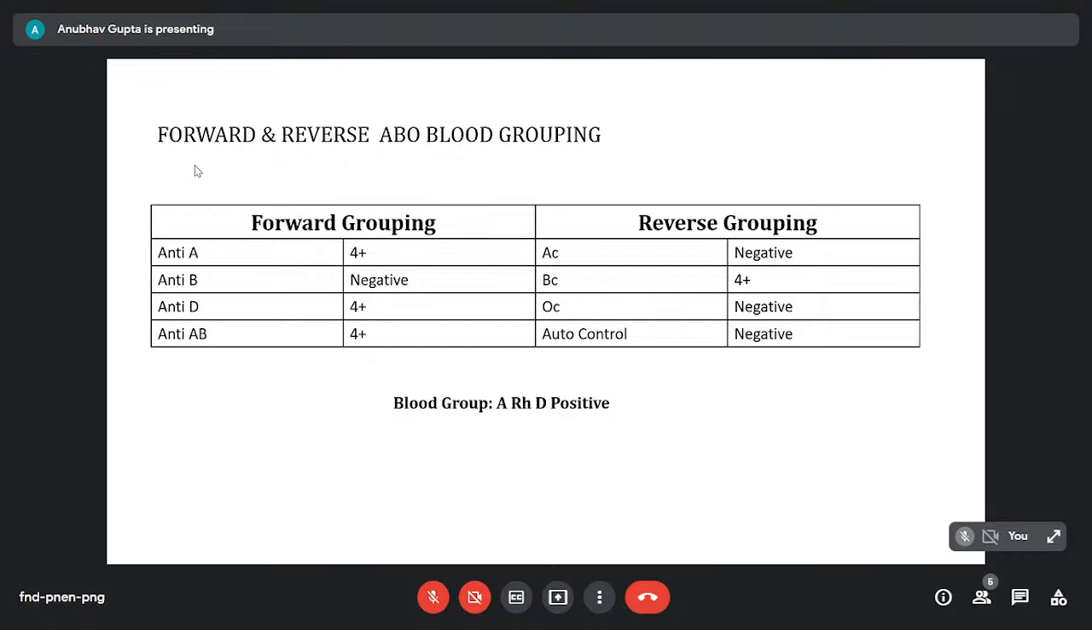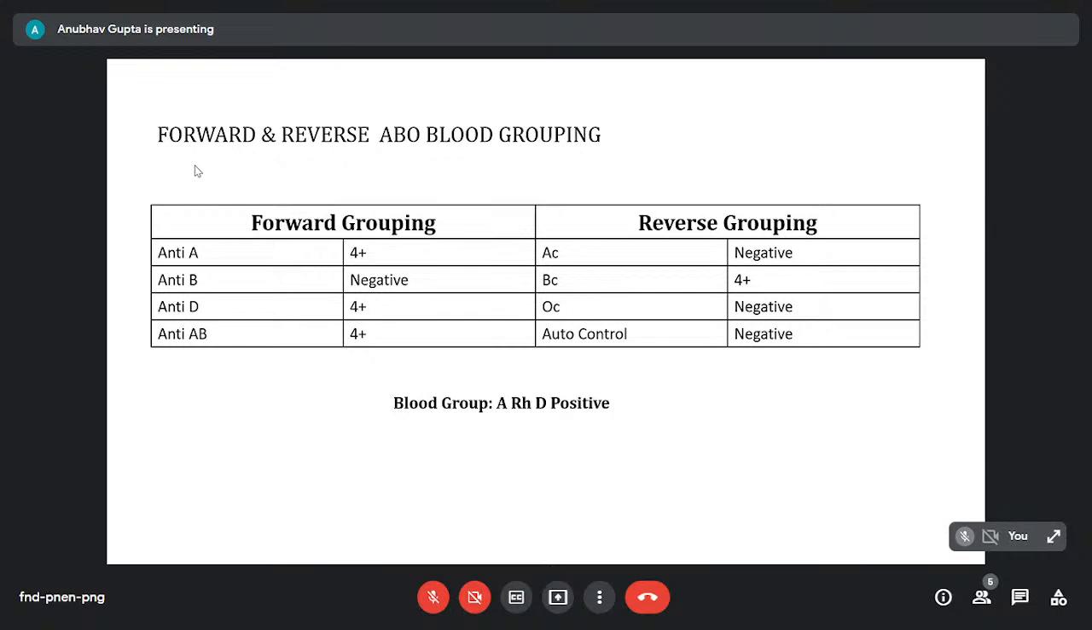Now focusing on both, if the blood group is A, the antigen is A, so in the reverse grouping it should be absent for the A cell, and it should give the reaction with the B cell. That is, the antigen is A and the antibody is anti-B. A antigen is detected in the forward grouping, and in the reverse grouping we identified the complementary antibody, which is anti-B. So an A antigen individual will have anti-B antibody. If in the forward grouping you are getting the reaction with both anti-A and anti-B, accordingly the reverse grouping should have negative reaction with the A cell and with the B cell.